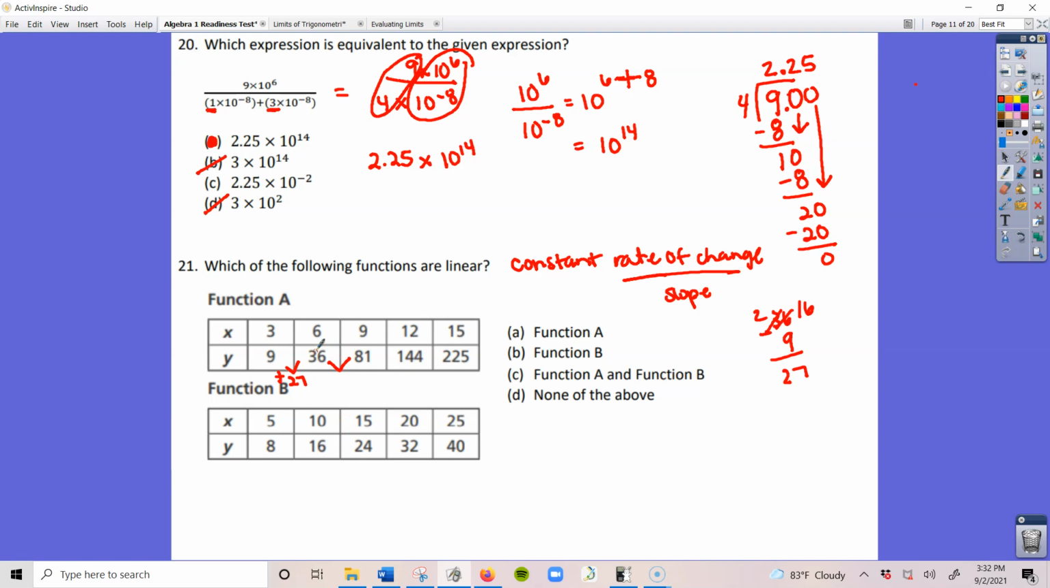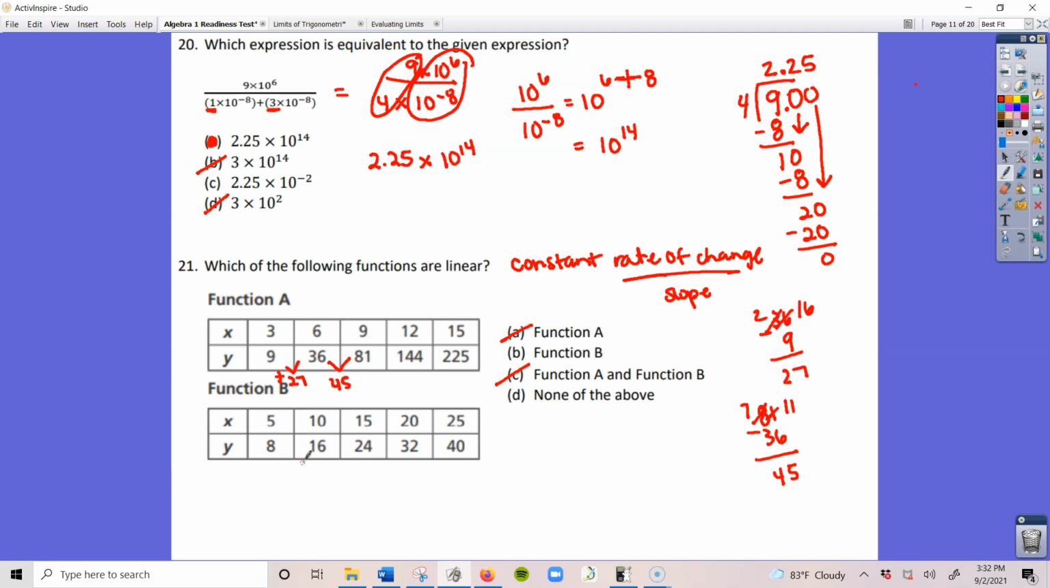To get from 36 to 81, I'm going to subtract to see what that difference is. Borrow 1 from this 8. 11 minus 6 is 5. 7 minus 3 is 4. It's 45. This is not the same number. So it's for sure not option A or C, because it includes A.